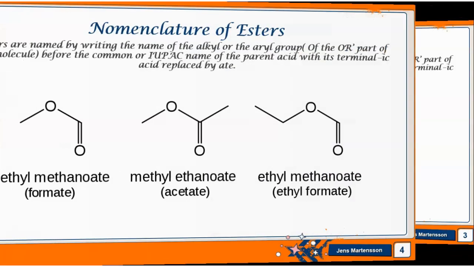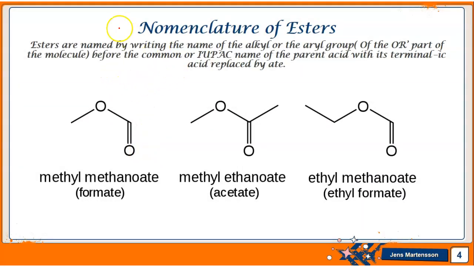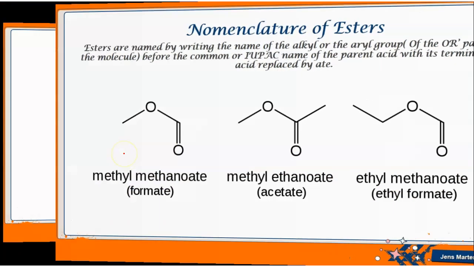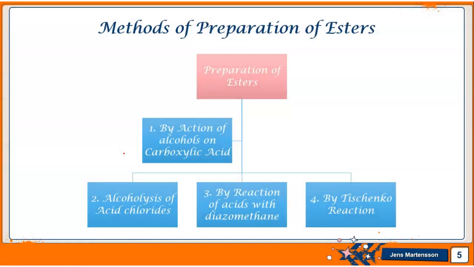So proceeding further. Okay, so you can see in this particular topic only that these are the other structures of your esters that you can see. First one being methyl methanoate, okay, and another one is your methyl ethanoate. Another one is your ethyl methanoate. Okay, so this is how you can name your esters over here. That is one thing. So proceeding further to the methods of preparation of esters.